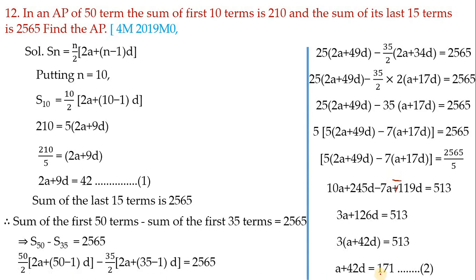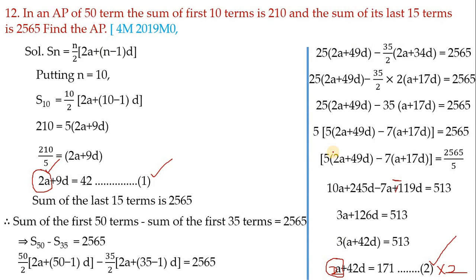So next let us move on to solve these equations. See here we have equation 1 and here equation 2. In both equations, look at the a coefficient. Here the a coefficient is 2 and here the a coefficient is 1. Now I want to make this a coefficient 2. So for that, I will multiply this equation by 2. See, multiply equation 2 by 2. So what I'll get is 2a plus 84d equals 342. And this you call equation number 3.